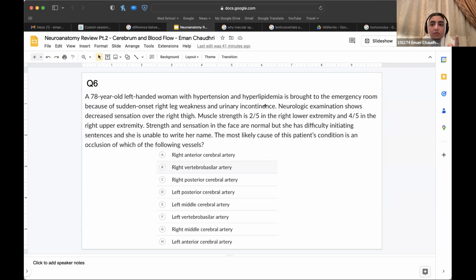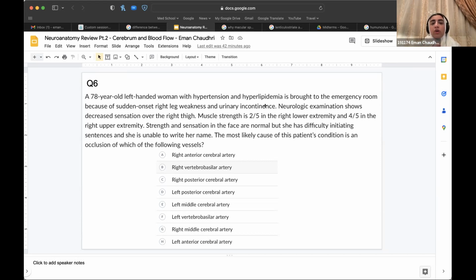Any idea for the artery? You don't have to say left or right, just tell me, like, anterior cerebral. Okay, good. Because it says leg and they're mentioning urinary incontinence, so genitalia are affected. Neurological exam shows decreased sensation over the right thigh. Muscle strength is 2 out of 5 in the right lower extremity and 4 out of 5 in the right upper extremity. Strength and sensation in the face are normal, but she has difficulty initiating sentences and she is unable to write her name. The most likely cause of this patient's condition is an occlusion to which of the following vessels?